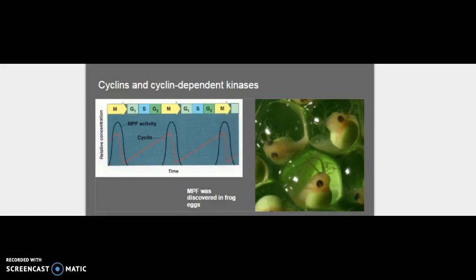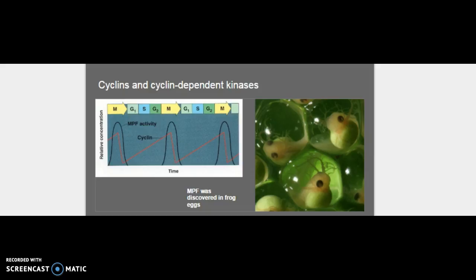A cyclin is a protein that has a cyclically fluctuating concentration. A cyclin-dependent kinase, or CDK, is a protein kinase that only becomes active when it has been attached to a specific cyclin. CDK activity fluctuates with the concentration of its cyclin partner. For example, MPF, or maturation promoting factor, is a cyclin-CDK complex that peaks in activity as cyclin concentration peaks.